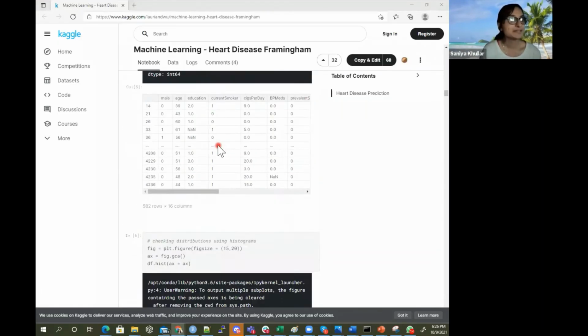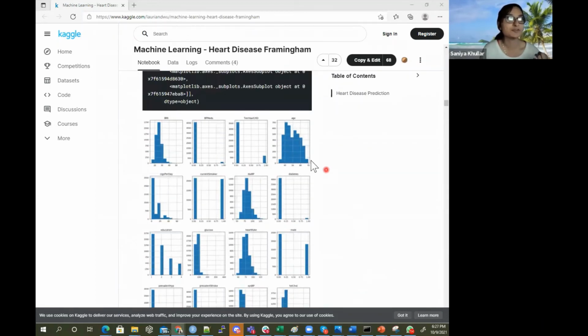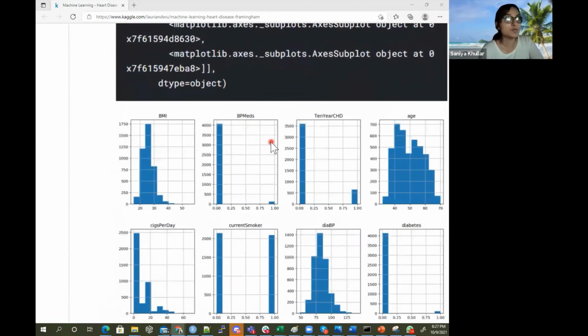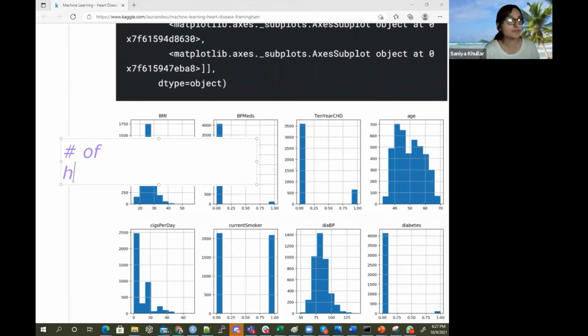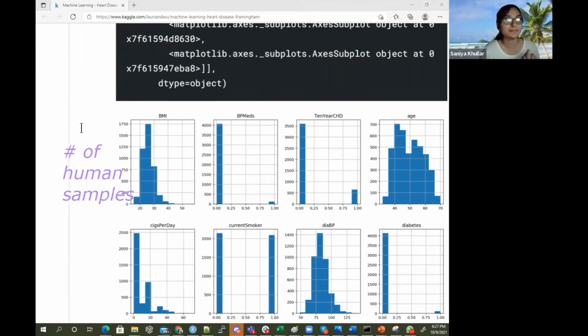But based on that, you can do some exploratory data analysis where you're looking at the samples that we have. What are the typical body mass index values? What are the typical numbers of BP meds? We have a lot of people who don't have BP meds, it's 0. And this y-axis is the number of individuals out of a little over 4,000. So the y-axis for all of these is the number of human samples, the number of people in the study. That's what all these y-axes are measuring.